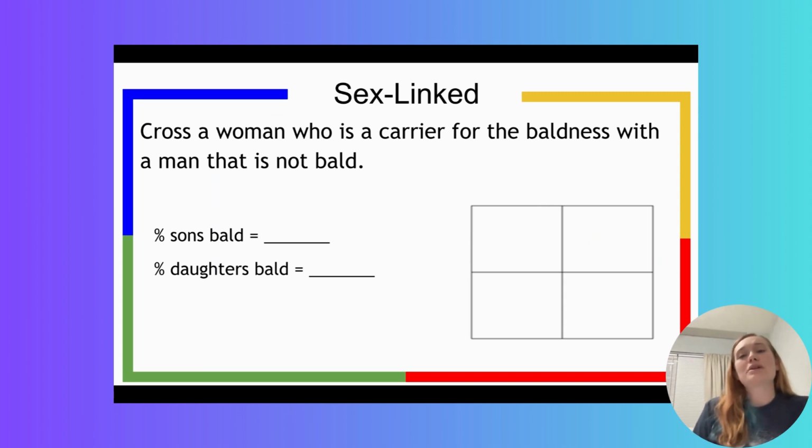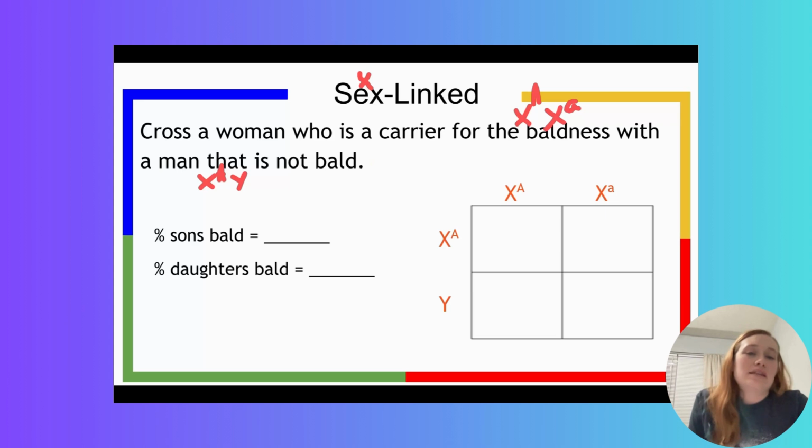All right, so we are going to be crossing a woman who is a carrier for male pattern baldness with a man that is not bald at all. So a woman who is a carrier, well, first off, we know she's a woman, so she is XX, and she's a carrier, which means she is a big A and a little a. It does not matter the letters you put on your X's, but your X's and Y's do matter. And then we have a man that is not bald at all. So a man is XY, and he is not bald, which means he has a big A on his X. So again, these traits, replace sex-linked with X-linked. So it's only found on the X chromosome. All right, so mom is X big A, X little a. Dad is X big A, Y.